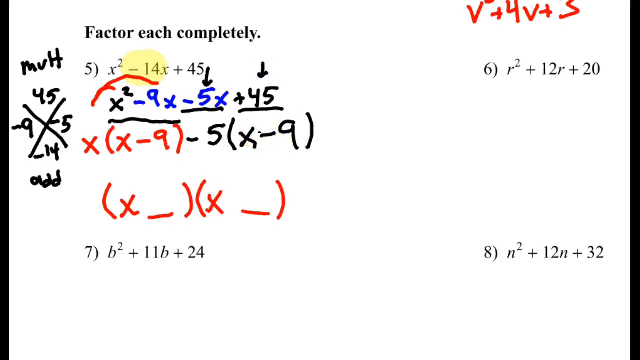If you're not sure about that way, just ask yourself, negative 5 times what is negative 5x? X. Negative 5 times what is positive 45? Negative 9. You're just doing the reverse direction of everything. Okay? And then how do we get our two answers? So you can see that two of them come out to be the same. So that's going to be one of your answers. And then lastly, you have the two other parts, and that's your other answer. So that's how we just did the whole process in reverse.